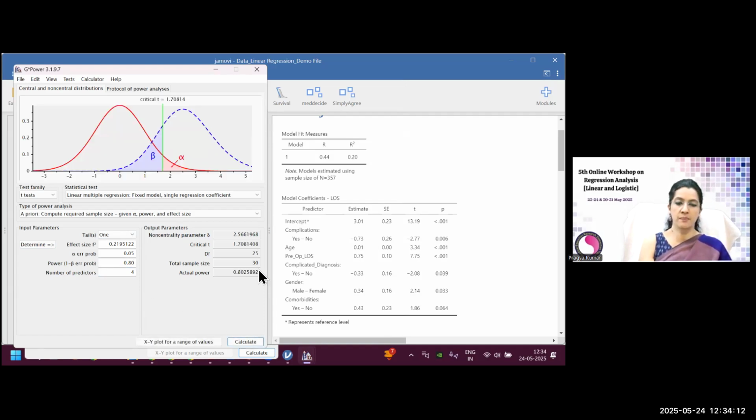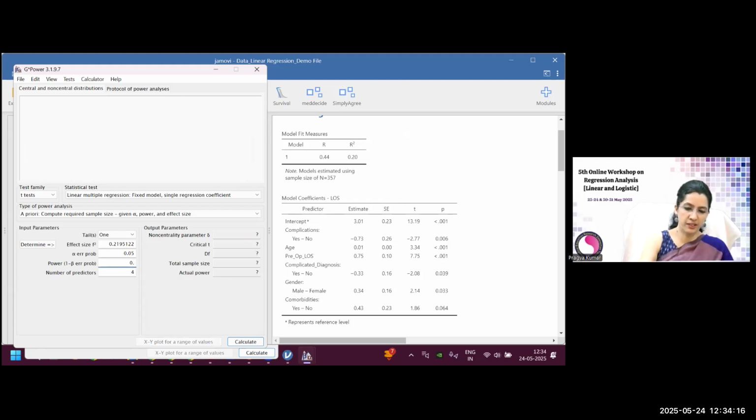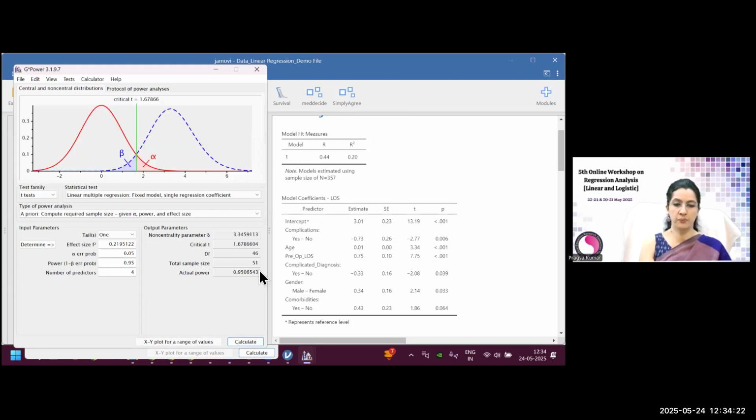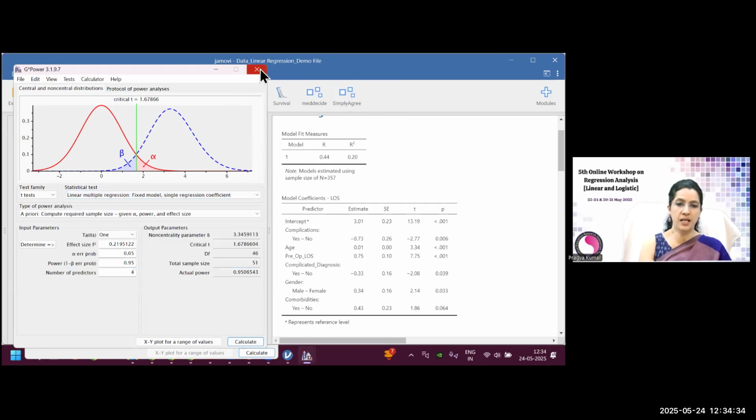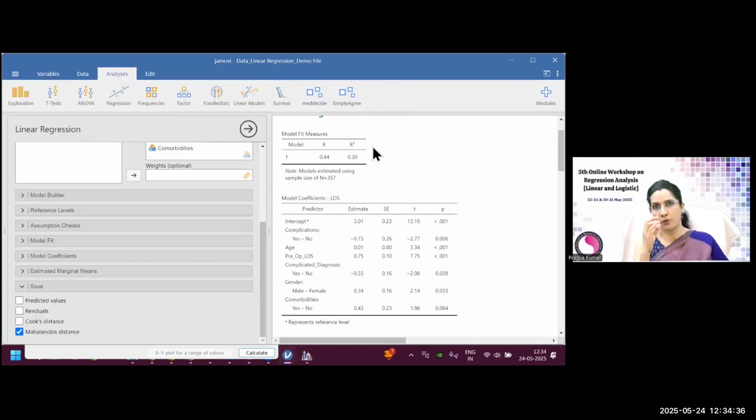So the total sample size is 30. If you increase the power, by default it takes 95. Then if the number of predictors is 4 and you press calculate, the total sample size is 51. So that is how you can calculate the sample size. This G*Power is very nice. You will have all the options here for advanced calculation of sample size, for modeling and prediction.